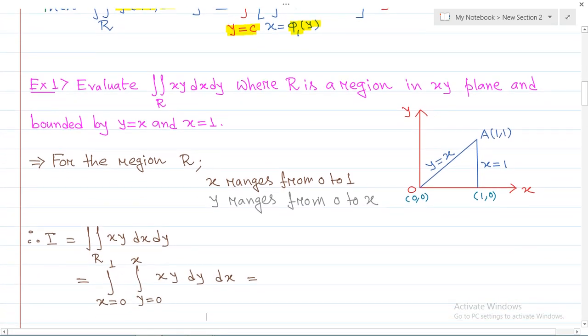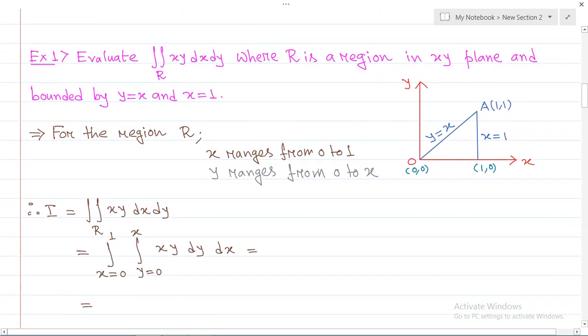Now let us try to understand all these concepts using different types of problems. First, the question is to evaluate the double integration over the region R of xy dx dy, where R is the region in the xy plane bounded by y equals x and x equals 1.